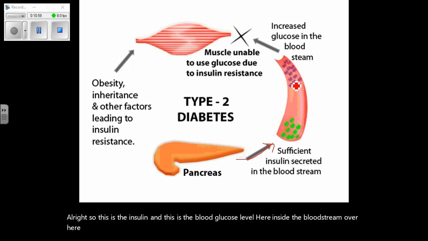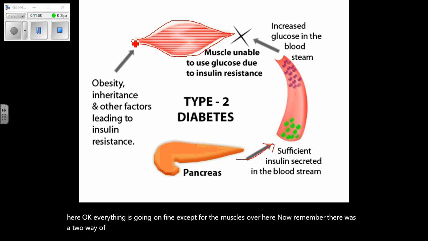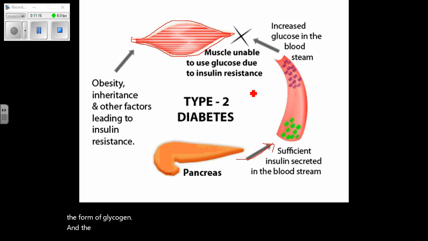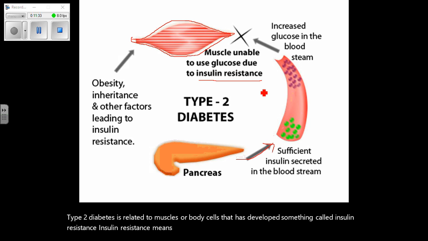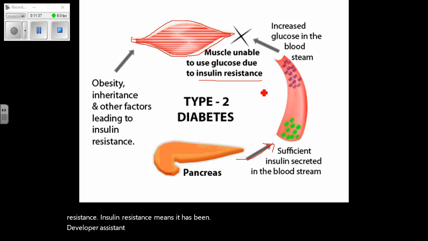Okay, everything is going on fine except for the muscles over here. Now remember, there were two ways of reducing the blood glucose level. One is the liver storing the glucose in the form of glycogen, and the other one is the body cells or muscles using the glucose. What happens here is that type 2 diabetes is related to muscles or body cells that have developed something called insulin resistance. Insulin resistance means they have developed a resistance toward insulin. Insulin is treated like a foreign particle. The cells are unable to respond to the insulin in order to carry out the action, which is to use up the glucose. So this is called type 2 diabetes.